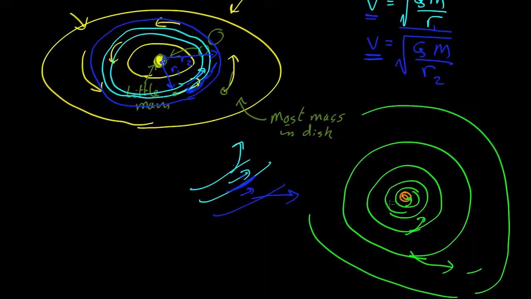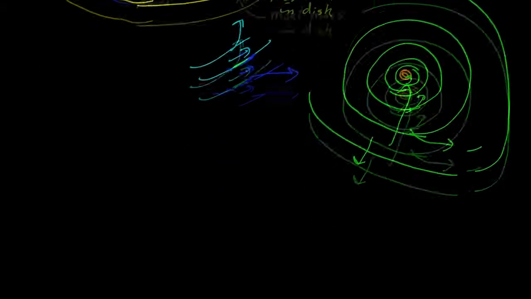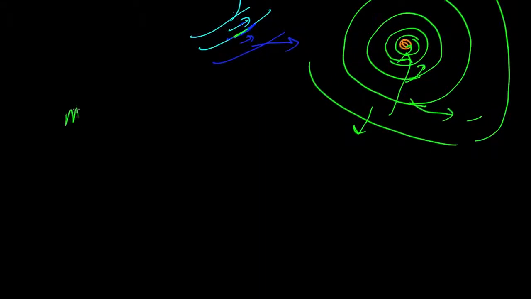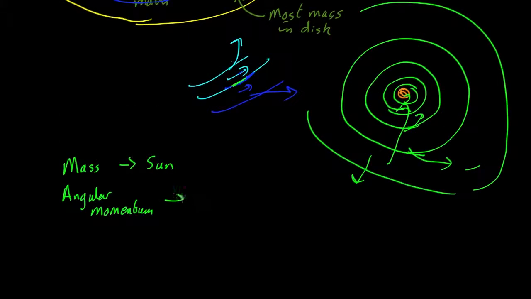It turns out that if you do the calculations and you assume some simple viscosity, most of the mass will end up falling into the center, but a small amount of mass will go out to a huge distance where it contains lots of angular momentum. And that's exactly the situation in our own solar system. In our own solar system, mass is in the middle, in the Sun, but the angular momentum is actually mostly in the planets.